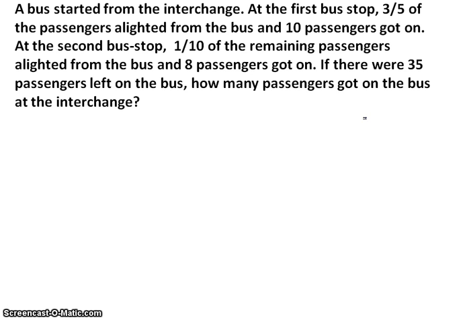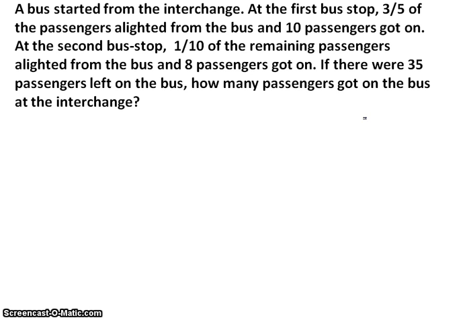A bus started from the interchange. At the first bus stop, 3/5 of the passengers alighted from the bus and 10 passengers got on. At the second stop, 1/10 of the remaining passengers alighted from the bus and 8 passengers got on. If there were 35 passengers left on the bus, how many passengers got on the bus at the interchange?